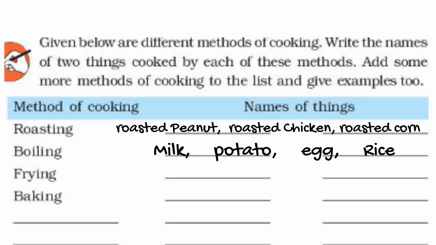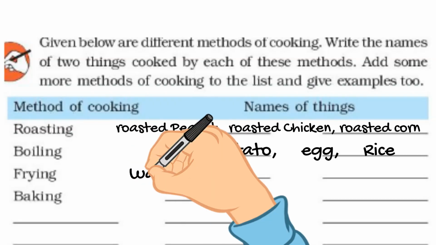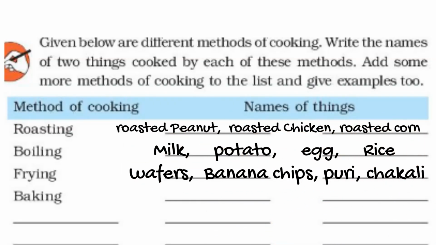All right. Frying is the process in which we heat oil in a frying pan, and if the temperature of that oil is good enough, then we fry the food items in that oil. So fried items are wafers, potato chips, banana chips, puri, and chakli. These are Indian dishes. We eat them by frying them.